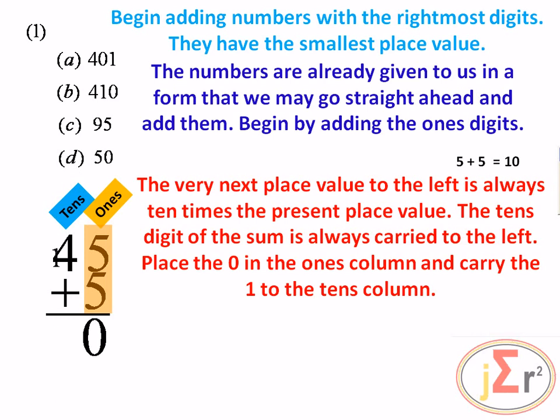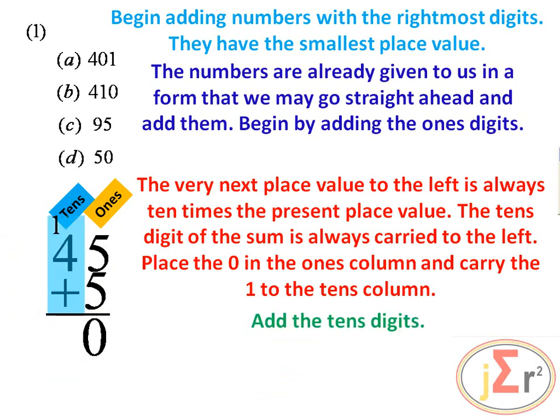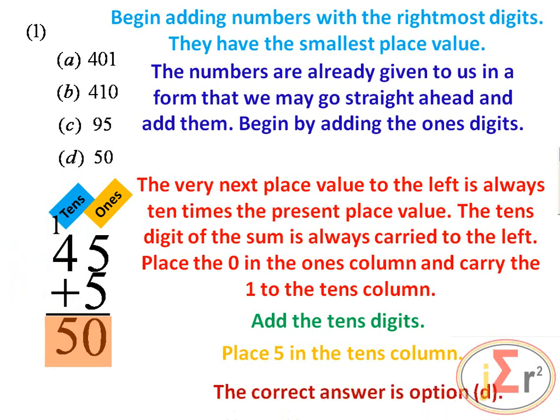We really intended to put the 1 here, but it will get in the way of the sum and all of the digits that we need to add here. So we put it in the tens column nonetheless, and we put it at a safe place where it cannot interfere with the other digits. Add the tens digits. 1 plus 4, Jerry? 5. So 1 plus 4 is equal to 5. And place 5 in the tens column. The correct answer is option D.